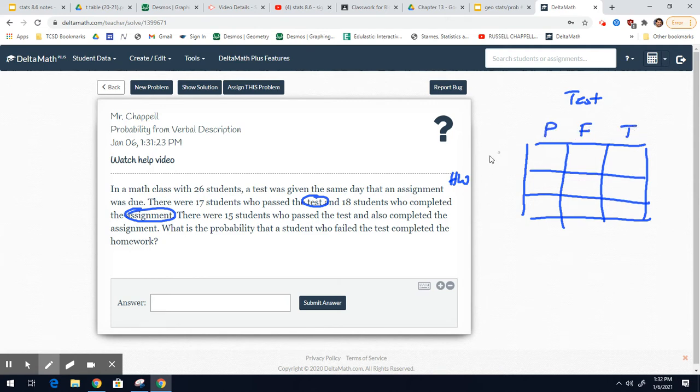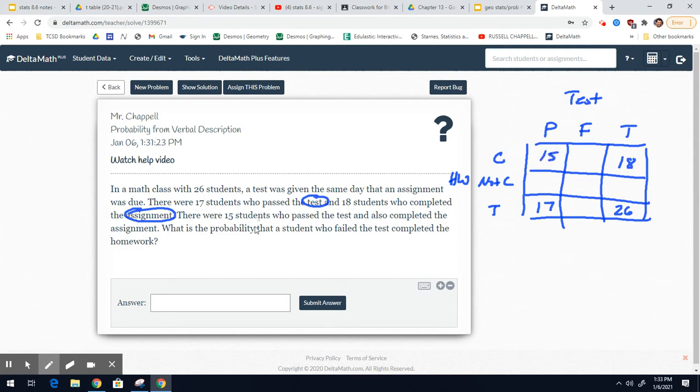For your homework, you either, let's say, completed or not completed, and the total. Okay, so pass, fail, total, completed, not completed, and total. So it says there were 26 students total, so that's the bottom right number, 26. A test was given the same day that an assignment was due. There were 17 students who passed the test, so the total number of students who passed the test is 17. And there were 18 students who completed the assignment, so 18 completed the assignment total. There were 15 students who passed the test and completed the assignment. That's the one cell. Pass the test, completed, there's 15 here.